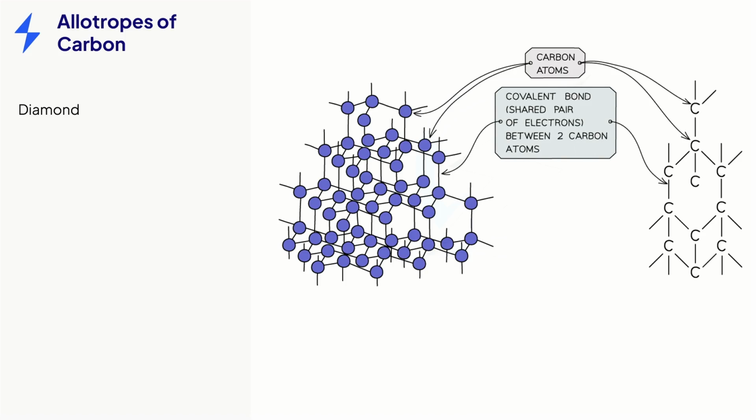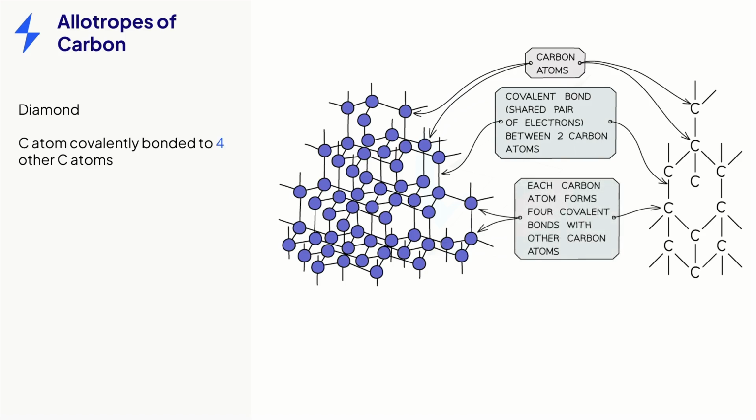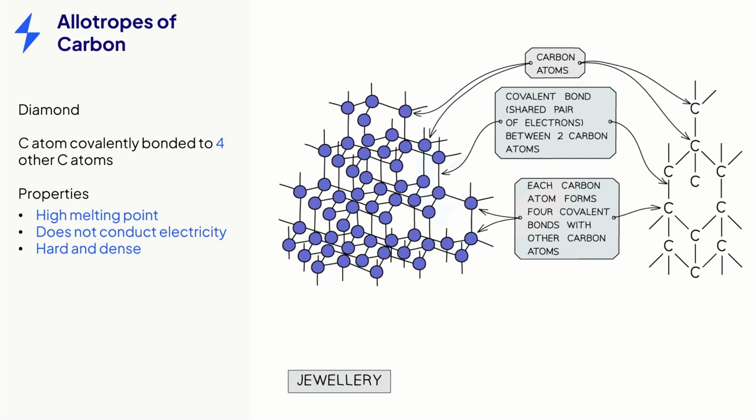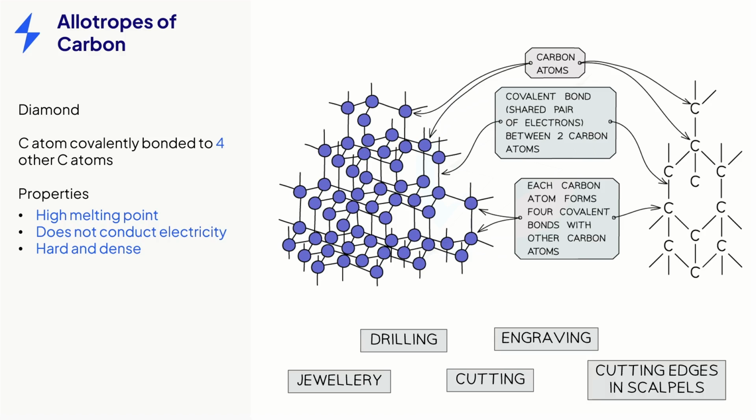Carbon can form up to 4 bonds. Each carbon in diamond is bonded to 4 other carbon atoms, meaning there are no free electrons in the structure. Therefore, diamond has a high melting point, does not conduct electricity, and is hard. This means diamond can be used for jewellery, drilling, cutting, engraving, and cutting edges in scalpels.